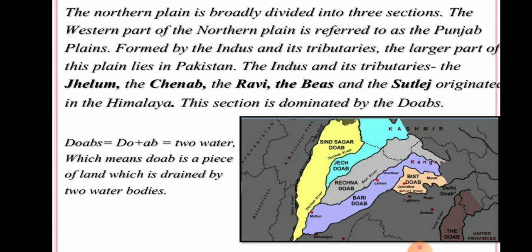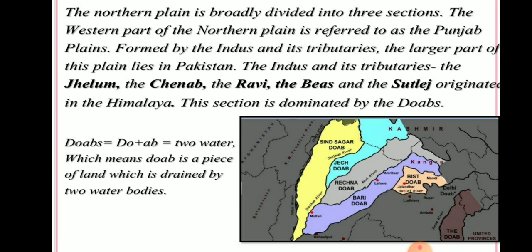So let's have some more information about the northern plain. After we know the formation and some basic characteristics, we have the divisions of this northern plain of India. The western part of the northern plain is referred to as the Punjab plains and is formed by Indus and its tributaries. The larger part of this plain lies in Pakistan.